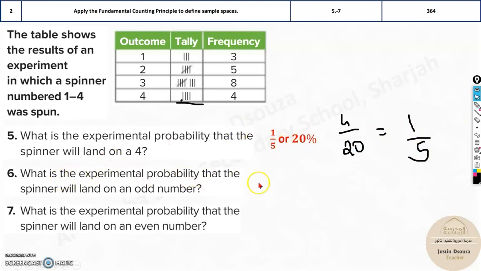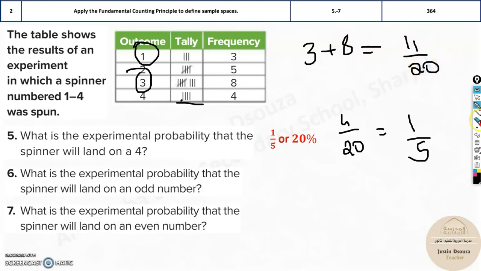What is the experimental probability that the spinner will land on an odd number? Odd numbers are 1 and 3. So you have 3 plus 8. 3 plus 8 is 11 divided by 20. It's a fraction itself, 11 by 20 or 55%.